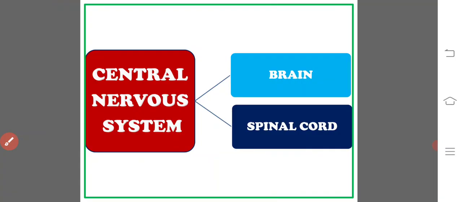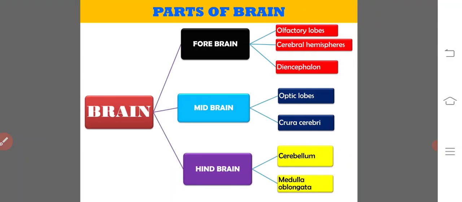Let us see the central nervous system, especially the structure and functions of the brain. The central nervous system includes the brain and the spinal cord. So let us discuss in detail the brain structure and the functions of the various parts of the brain.